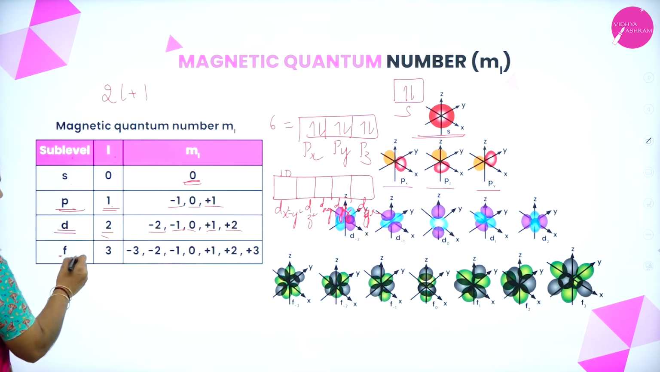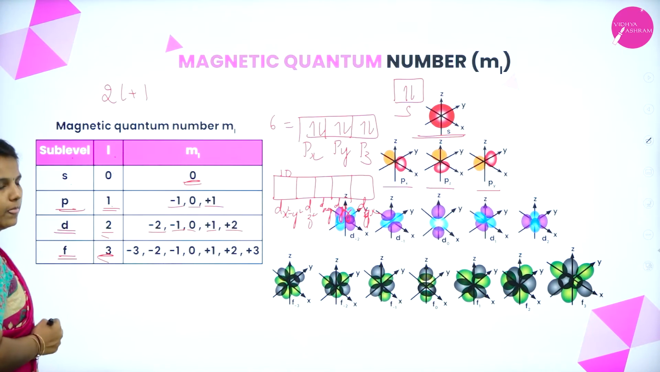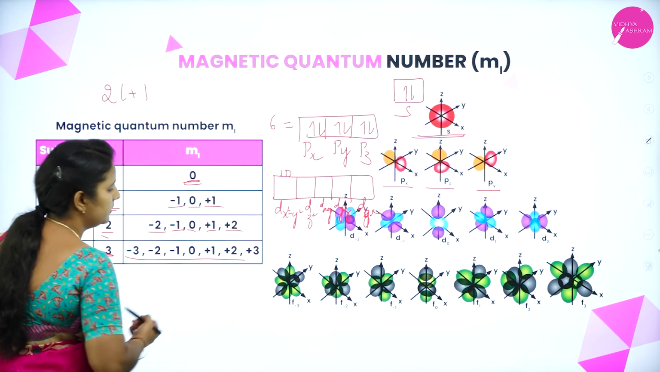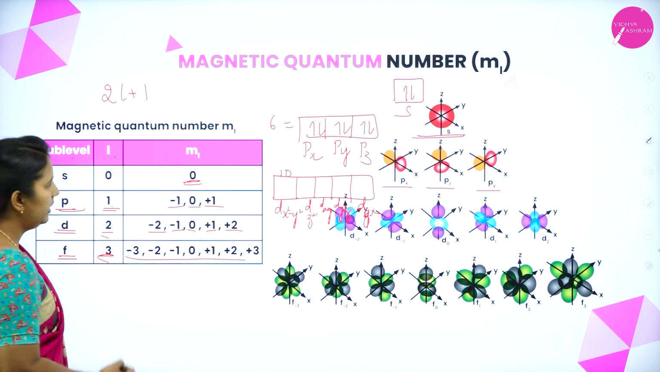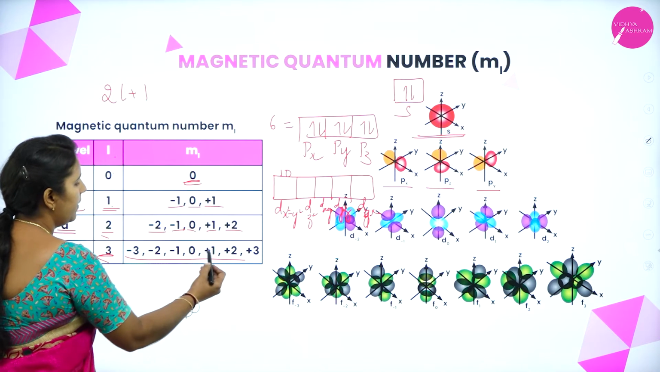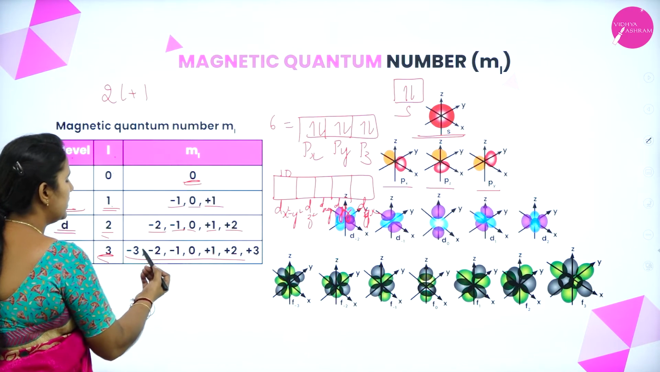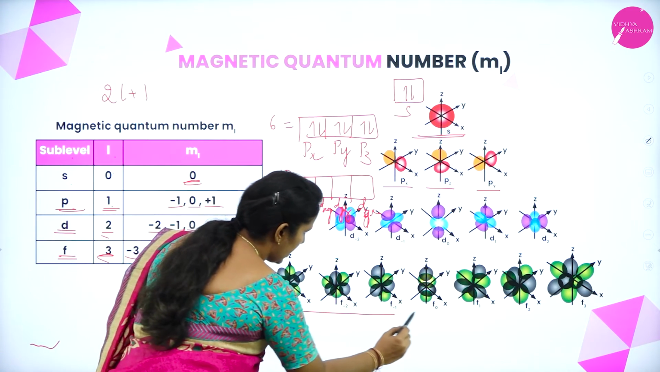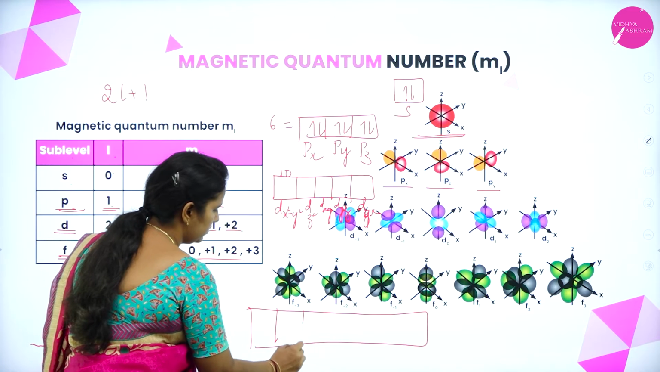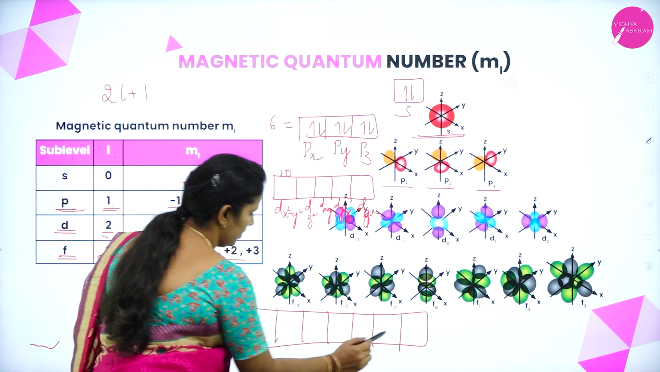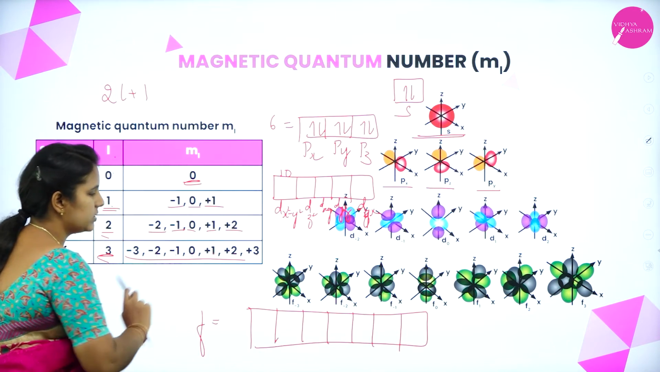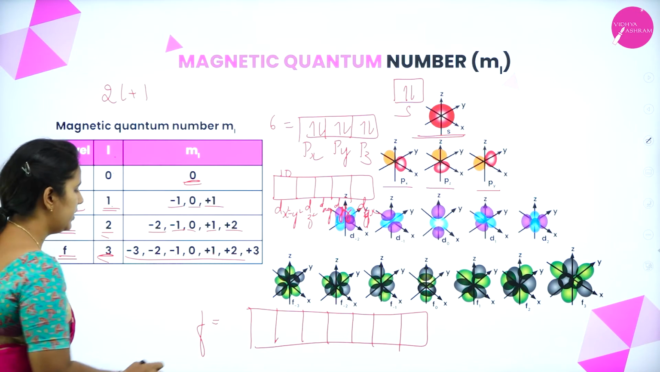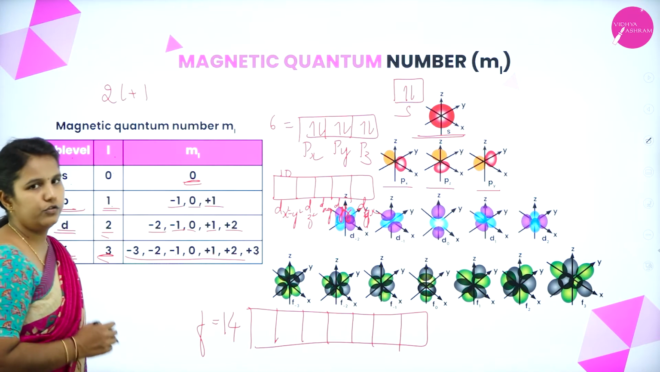Similarly, if you go with the f orbital, the L value will become 3 and we can represent it in 7 orbitals, that is 0, plus 1, plus 2, plus 3, minus 1, minus 2 and minus 3. So, there are 7 possible orientations in the f orbitals, where the maximum number of electrons that can be filled in an f orbital is 14.